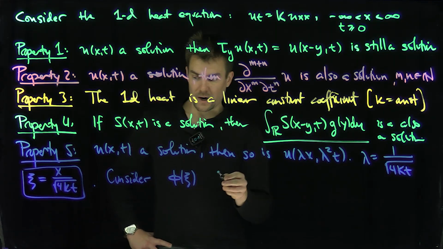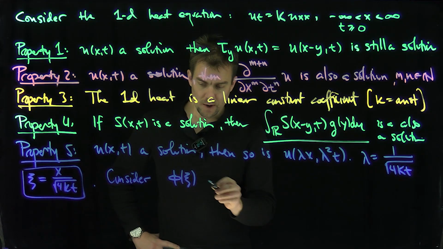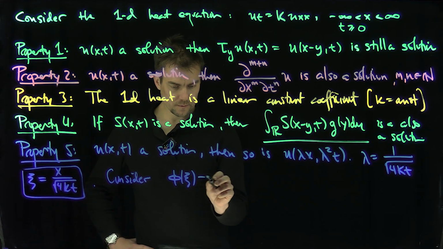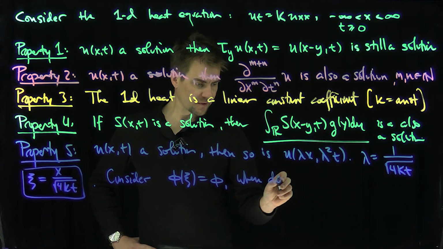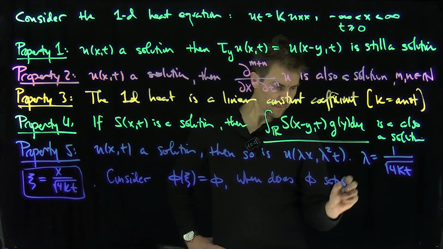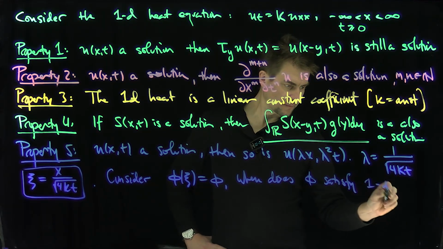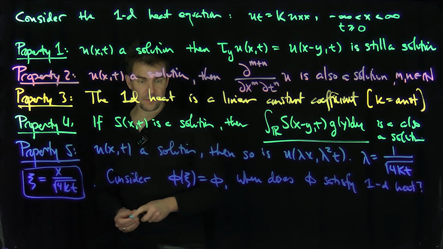the heat equation, right? When does this, because this is a function of xi, but that depends on x and t, right? So when does this phi solve the 1D heat equation? Well, of course, we can just simply check the t derivative of this thing.